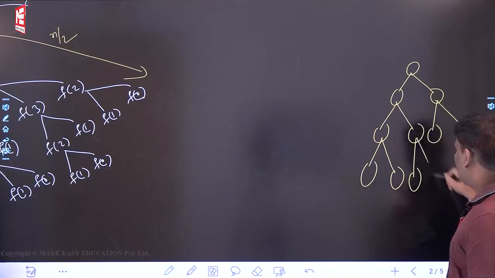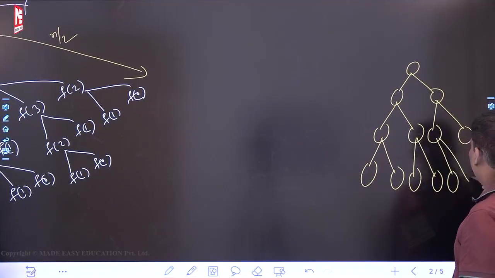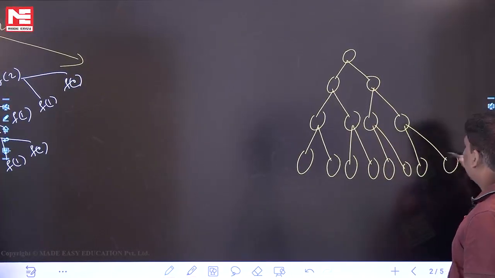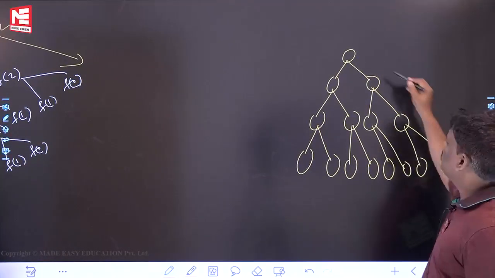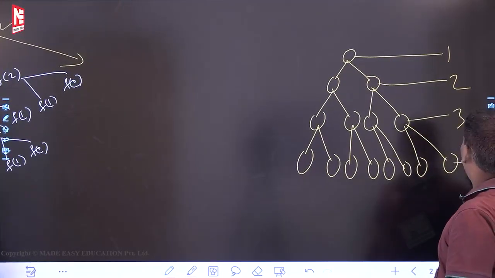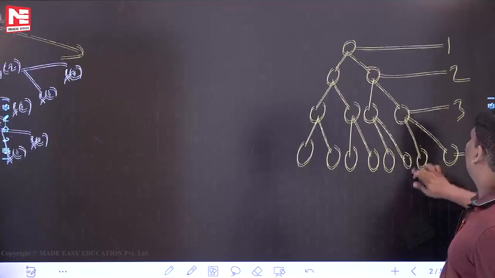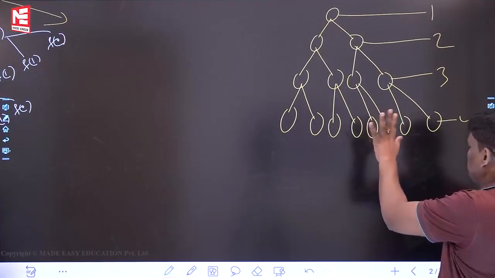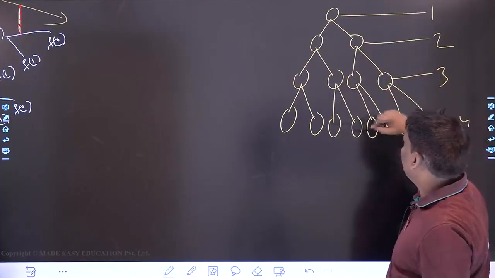So this is called a complete binary tree. No gap at all. Complete binary tree means no gap at all. Now see this one, it is a complete binary tree. How many levels are there in this complete binary tree? Level 1, level 2, level 3, level 4. This complete binary tree contains 4 levels. Please remember this.